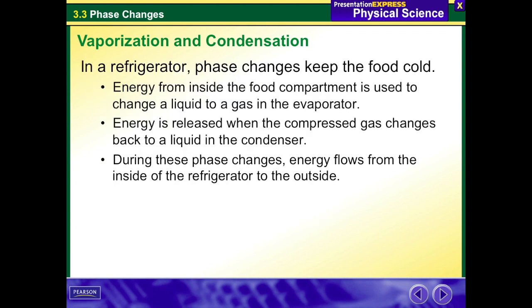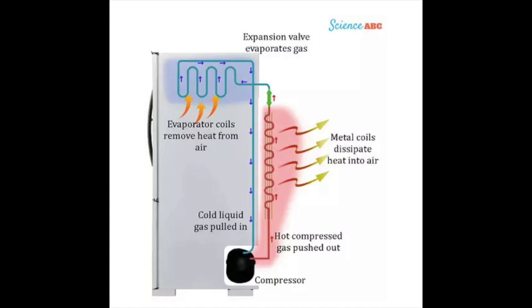So in a refrigerator, phase changes keep food cold. We can think about this very advanced concept. Energy from inside the food compartment is used to change a liquid to a gas in the evaporator. So you put something in the refrigerator and you want to cool it down. So it has relatively more heat. That heat goes into the liquid in the refrigerator and it vaporizes it. Energy is released then when the gas gets turned back into a liquid by a compressor.